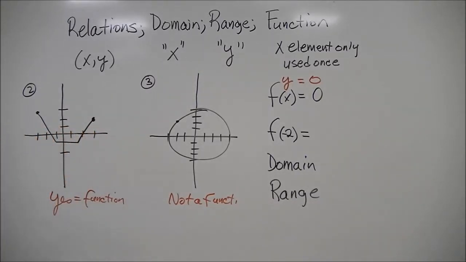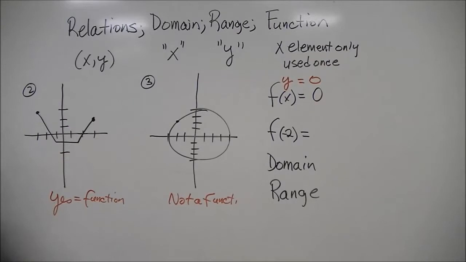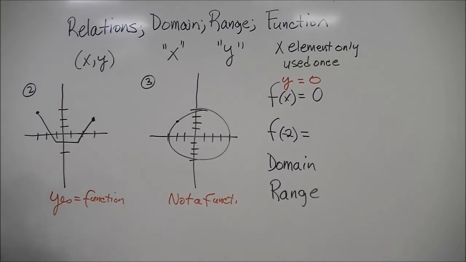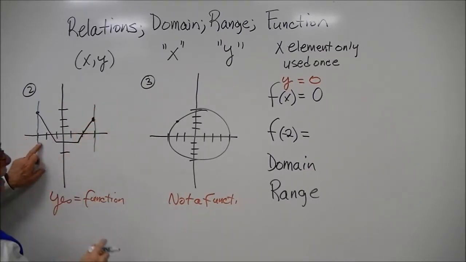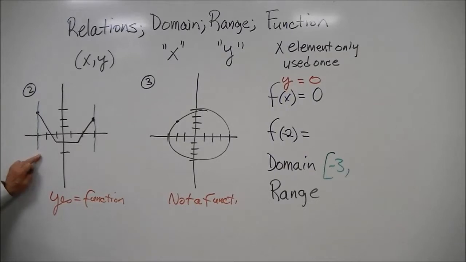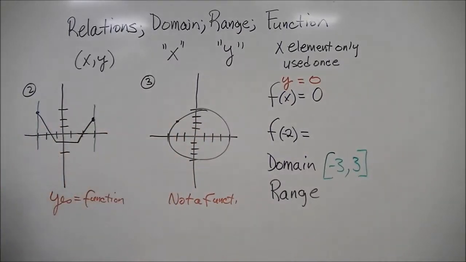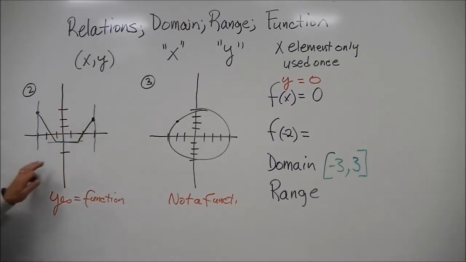Now, we're asked also, what will the domain of this one be? Well, the domain, again, we're projecting this down, and we're using green for that, to the x-axis. So the domain starts at -3, and -3 is included, and it goes up to +3. And the range starts at -1 and goes up to +3.